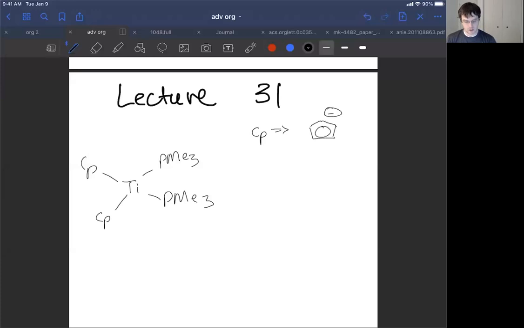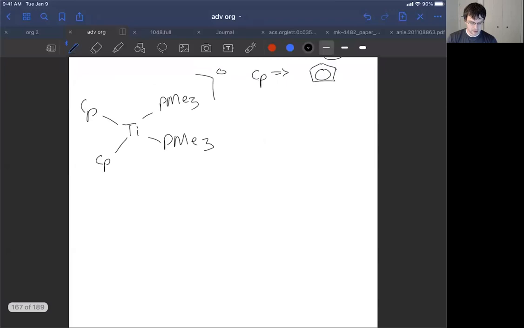With this attached, we can make note that the complex has an overall charge of 0. If we count the total electrons in this complex, we have Cp, which provides 5 electrons, and PMe3, which provides 2 electrons. So we have 2 times a 5 electron donor and 2 times a 2 electron donor, which gets us to 14 electrons from ligands.